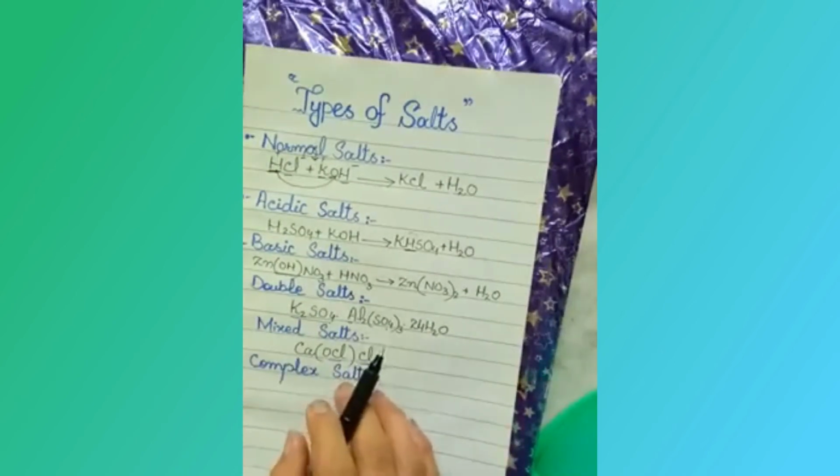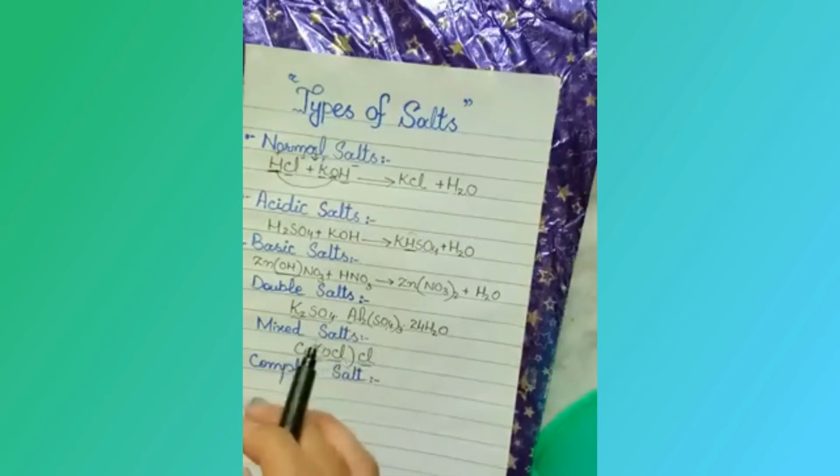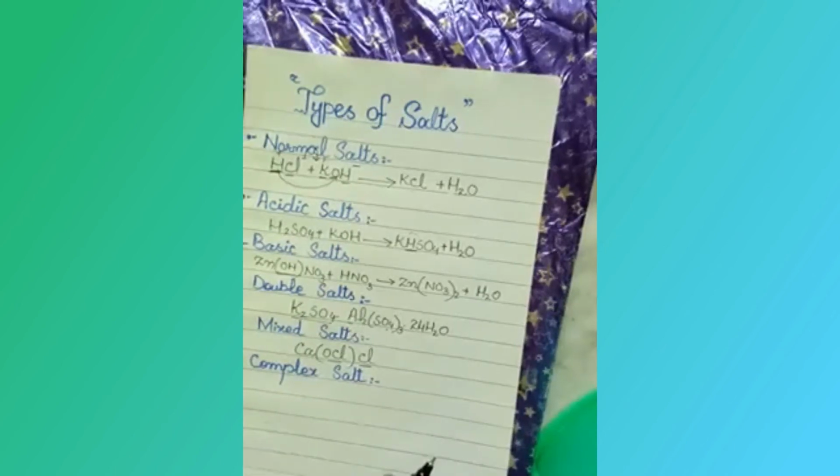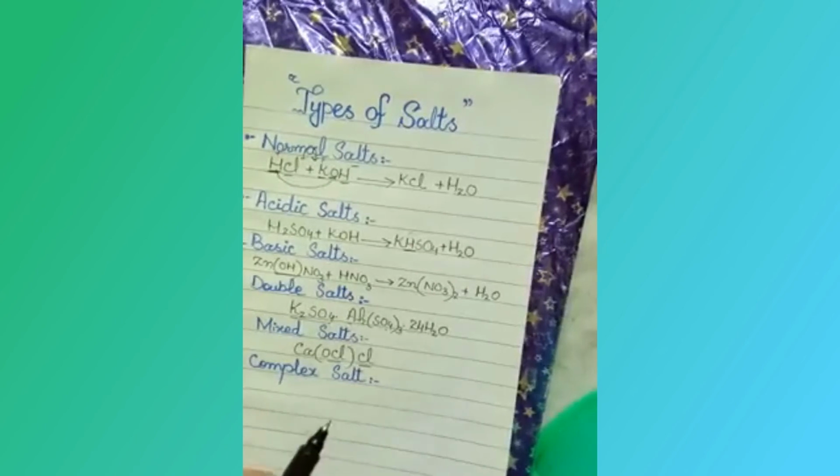Okay, the next and the last type of salts is complex salts. Complex salts on dissociation provide a simple cation and a complex anion. Only the simple ion yields the characteristic test for the cation or the anion. Suppose we take the example of potassium ferrocyanide.